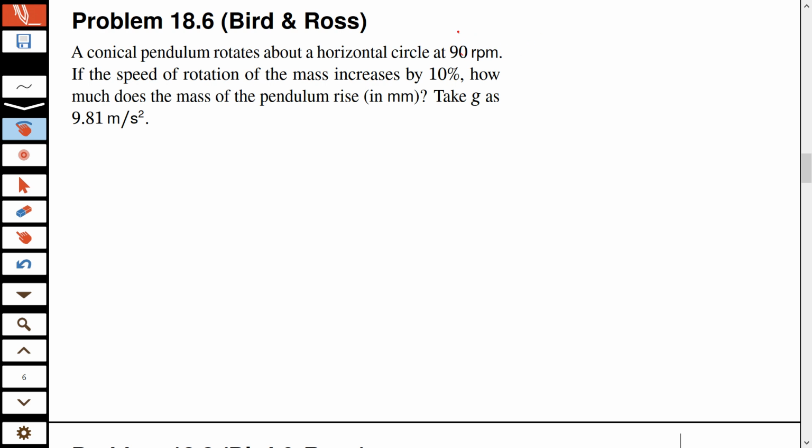So you are given omega, which is 90 RPM. The speed of rotation increases by 10%. How much does the mass of the pendulum rise?